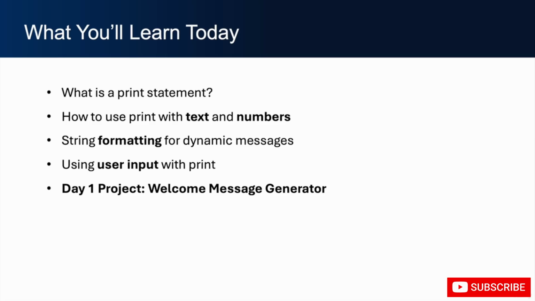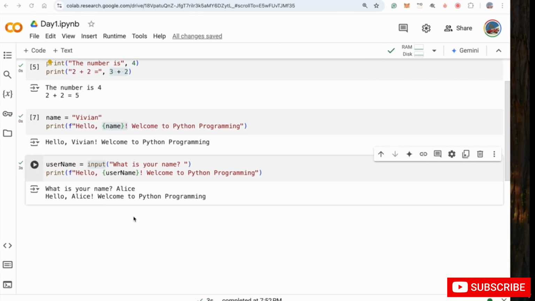You probably got some idea about it, but the goal here is to create a Python program that generates a custom welcome message based on user's input. The requirements here, let me lay it down for you. First, ask the user for their name, which we already learned how to do. We'll ask for their favorite hobby, and then we'll display a personalized welcome message to the user. So let's go ahead and write this code.